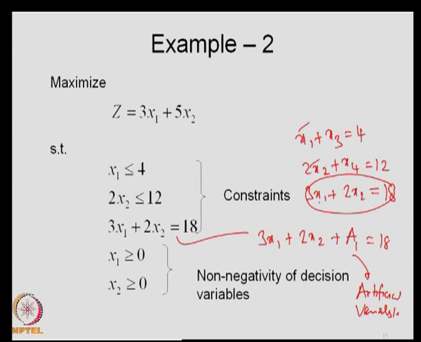Then what happens? You set x1 is equal to 0, x2 is equal to 0, therefore, x3 is equal to 4, x4 is equal to 12, and because these two are 0, you get a1 is equal to 18, and that will give you an initial basic feasible solution to start the computations.